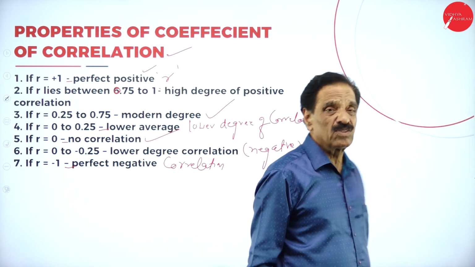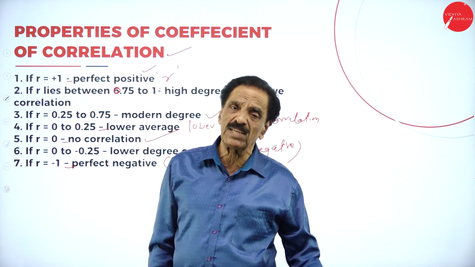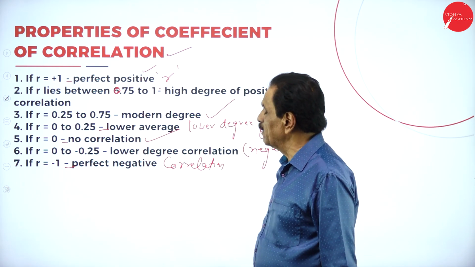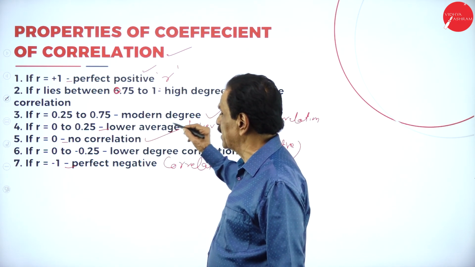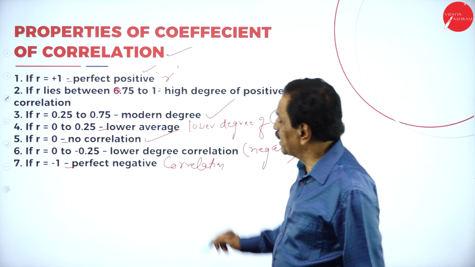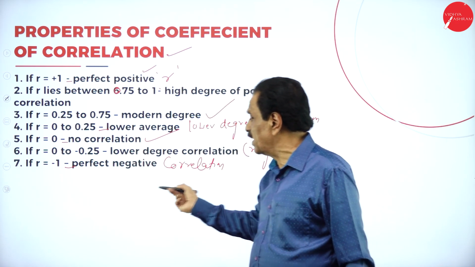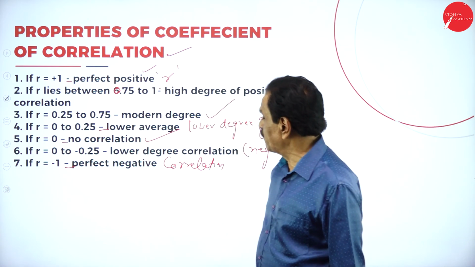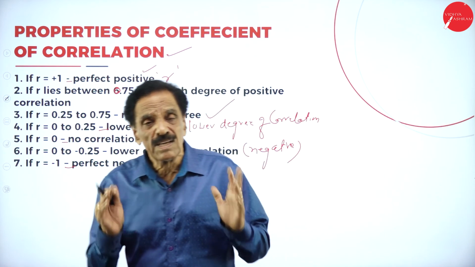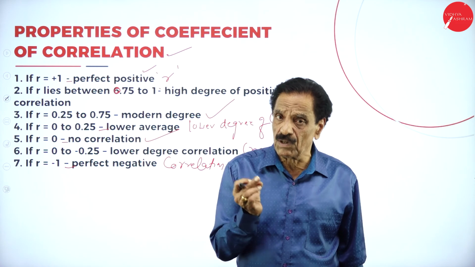If R is minus 1, perfect negative correlation. This will be asked for 5 marks. So if R is positive 1, perfect positive correlation. If R is minus 1, perfect negative correlation. 0.75 to 1 is a high degree, 0.5 to 0.75 moderate degree, 0 to 0.5 lower degree. If R is 0, no correlation at all. 0 to minus 0.5, a lower degree of negative correlation. Definitely this will be asked for 5 marks, the properties of correlation. So 15 marks and 5 marks questions are solved.